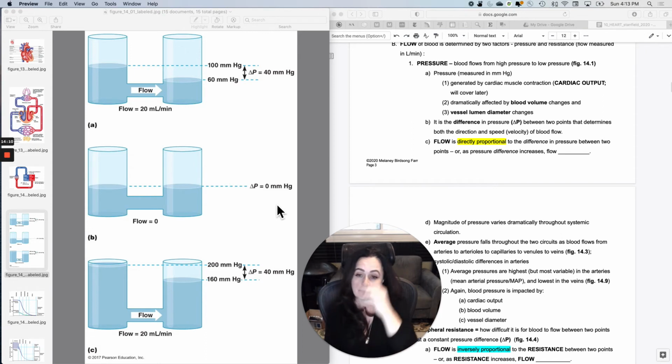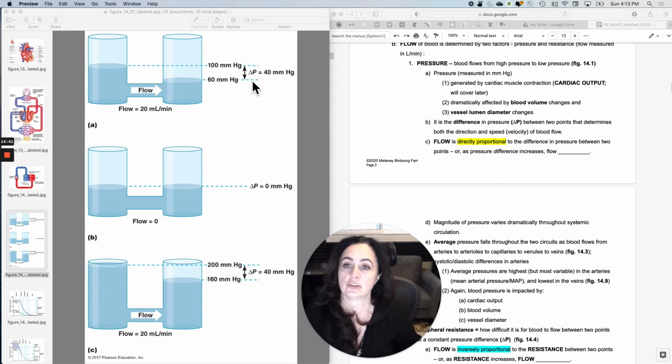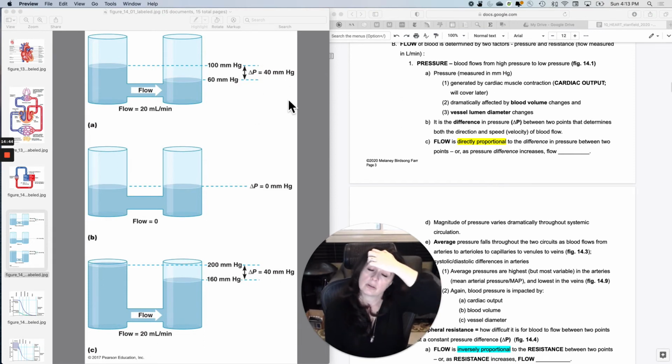And then let's look at figure C, because in figure C, we're actually getting the same flow that we did in figure A, but we're getting it at much higher pressures because, again, it's not the absolute pressure that matters. It's the difference in pressure between 2 points. So this one, point 1, has 200 millimeters of mercury, and point 2 has 160 millimeters of mercury. Still, the delta P is 40 millimeters of mercury, and so the flow is the same. So this is kind of analogous to what's the blood flow in a person with normal blood pressure.